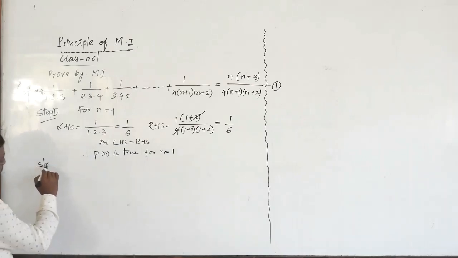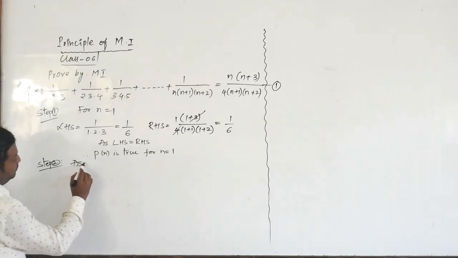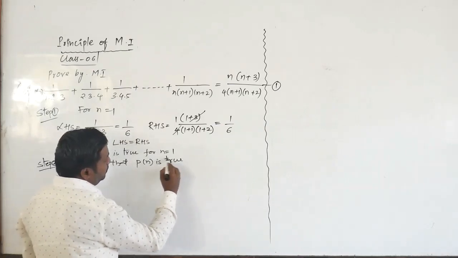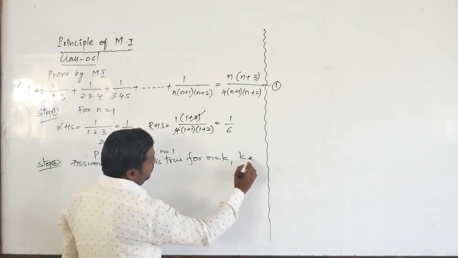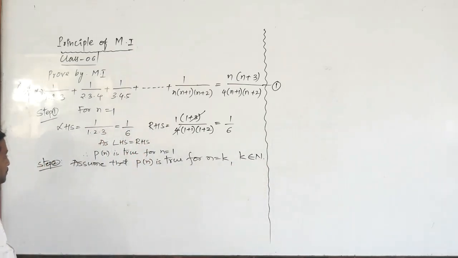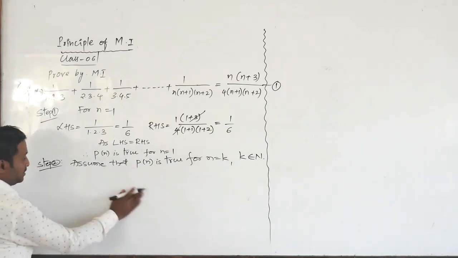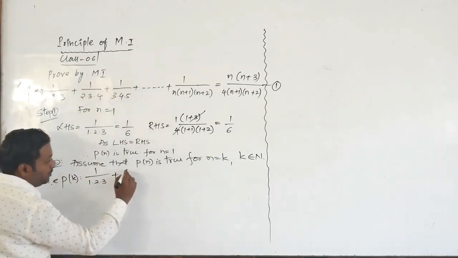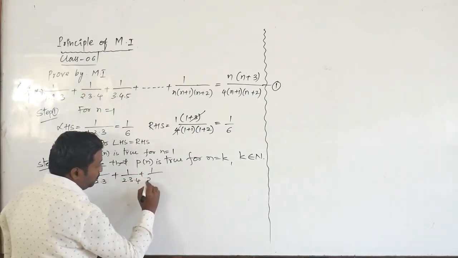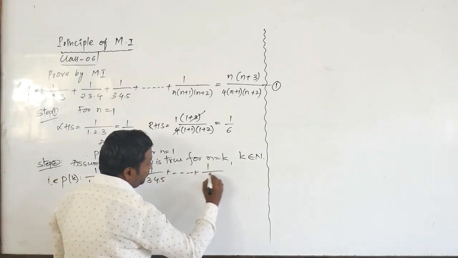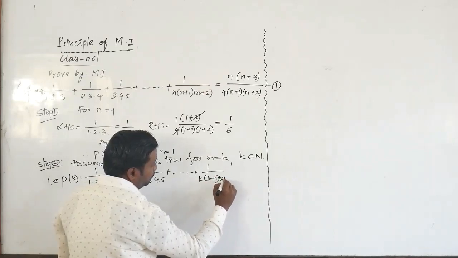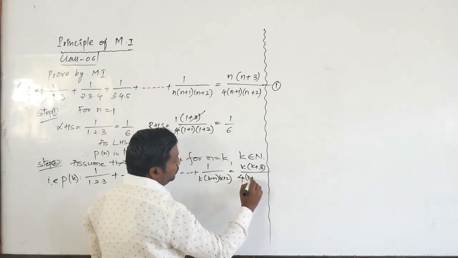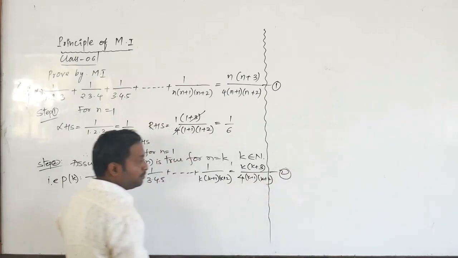So the second step you know very well. Assume that P of n is true for n is equal to k, where k is some natural number. So P of k: 1 by 1 into 2 into 3 plus 1 by 2 into 3 into 4 plus 1 by 3 into 4 into 5 plus and so on plus 1 by k into k plus 1 into k plus 2 is equal to k into k plus 3 by 4 into k plus 1 into k plus 2. Let us assume this is true.